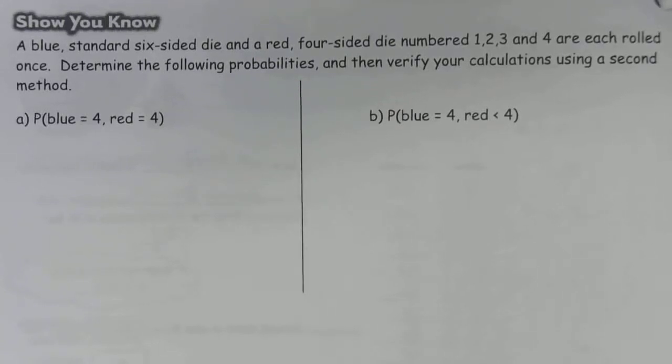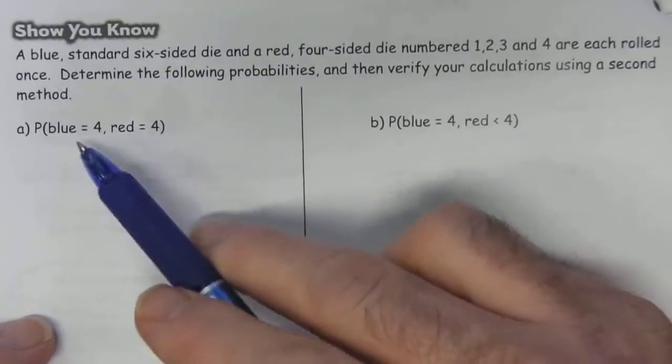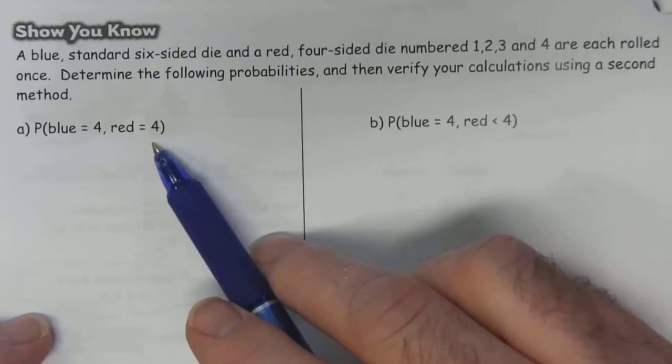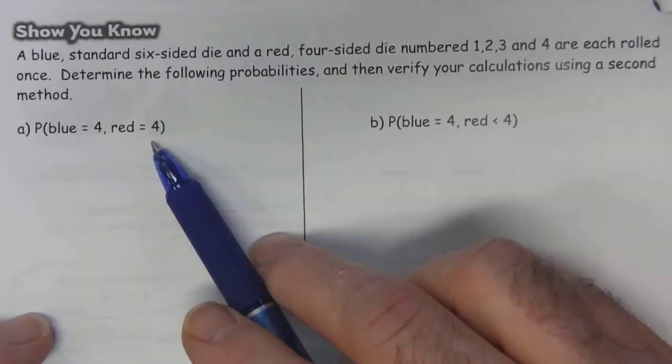A blue standard 6-sided die and a red 4-sided die, numbered 1, 2, 3, and 4, are each rolled once. Determine the following probabilities and then verify your calculations using a second method. So, what are the chances of blue rolling a 4 and red rolling a 4? So we need to have two techniques.